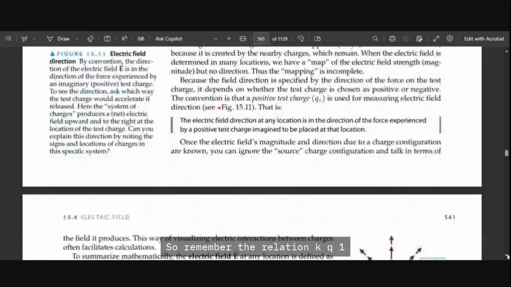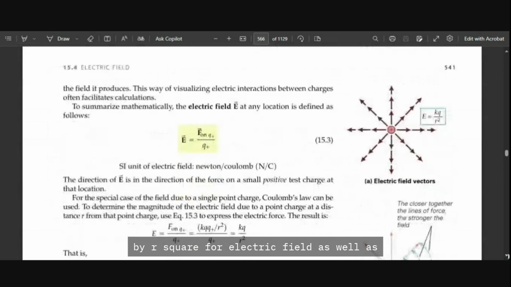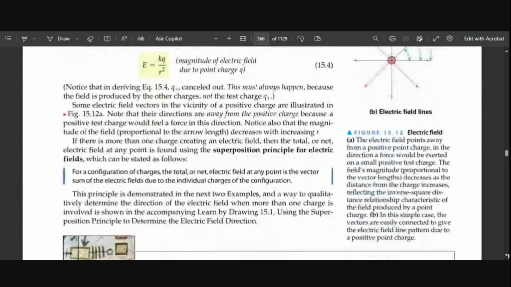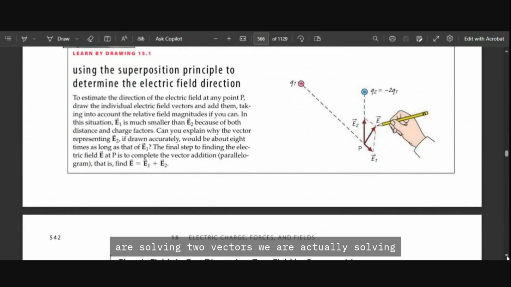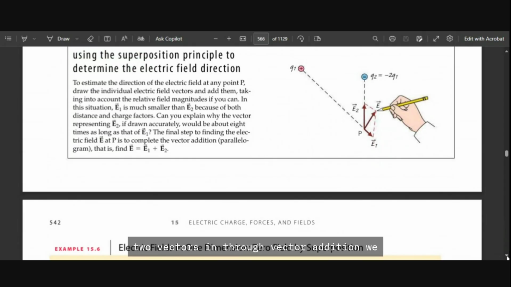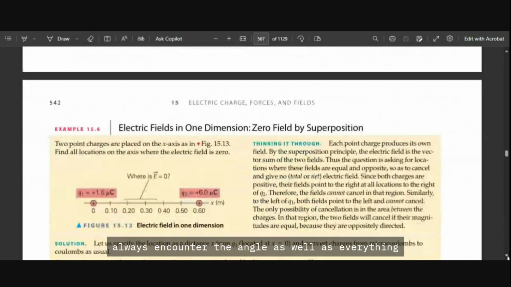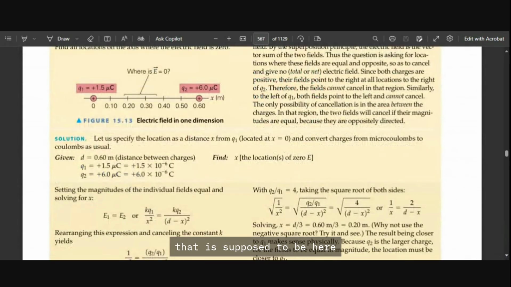So remember the relation KQ1 by R square for electric field, as well as how we can talk about the strength. Then we already talked about how the net electric field can be calculated using the superposition principle. Whenever we are solving two vectors through vector addition, we always encounter the angle as well as everything that is supposed to be there.